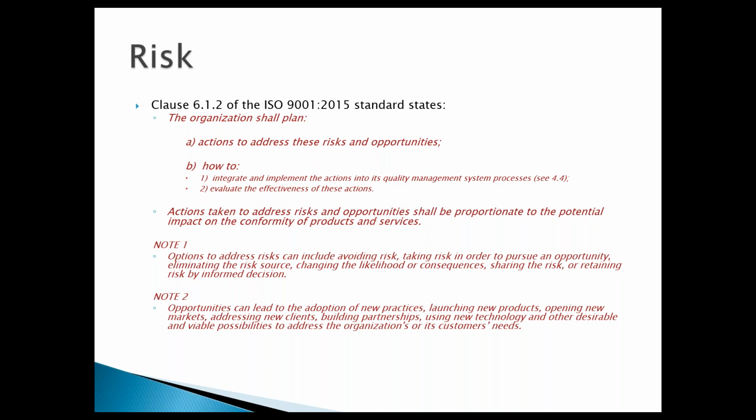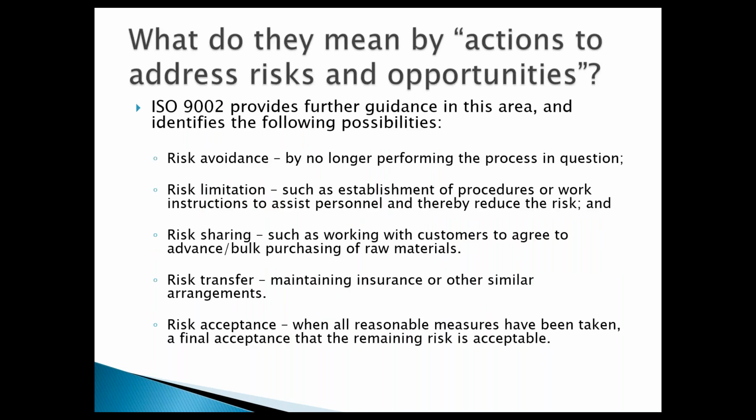In 6.1.2, it goes on to say that you need to plan actions to address the risks and opportunities and how to implement those actions into your quality management system processes, and then evaluate the effectiveness of those actions. Now, what do they mean by actions to address risks and opportunities? Well, again, ISO 9000 has got some good guidance for us. It says you can think of risk avoidance. You can just stop doing the process in question. You can think in terms of risk limitation, having procedures or work instructions to assist your team and therefore reduce the risk. You can think in terms of risk sharing.